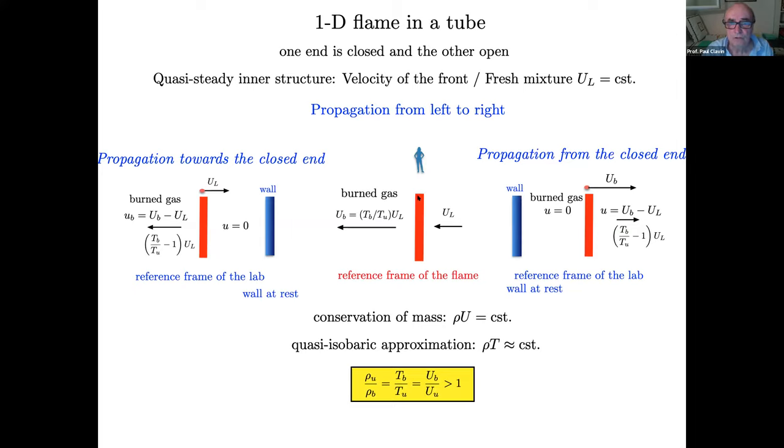When you sit on the flame, the fresh mixture enters with the laminar flame speed and escapes as burned gas. And here we have used the mass conservation and the quasi-isobaric approximation, saying that the product of temperature times density is constant.